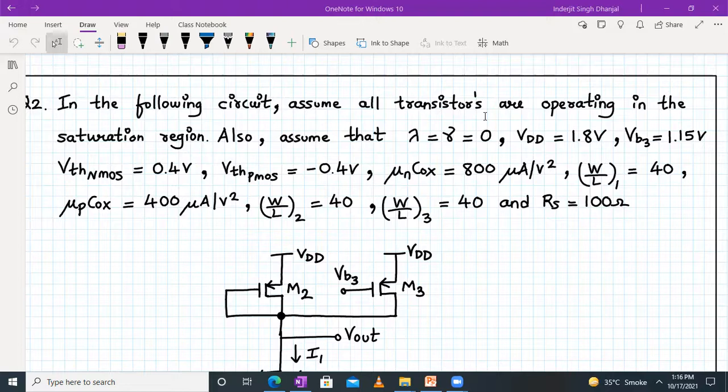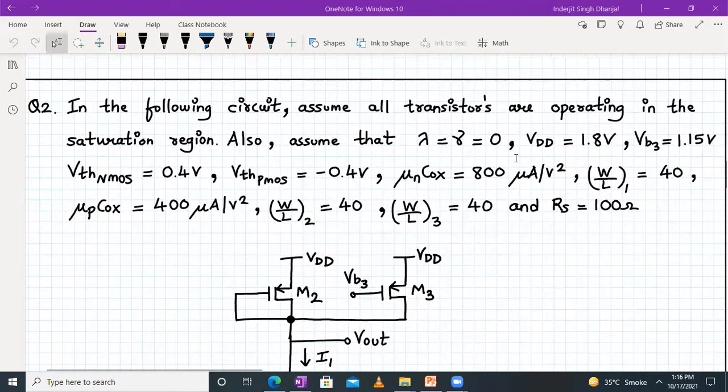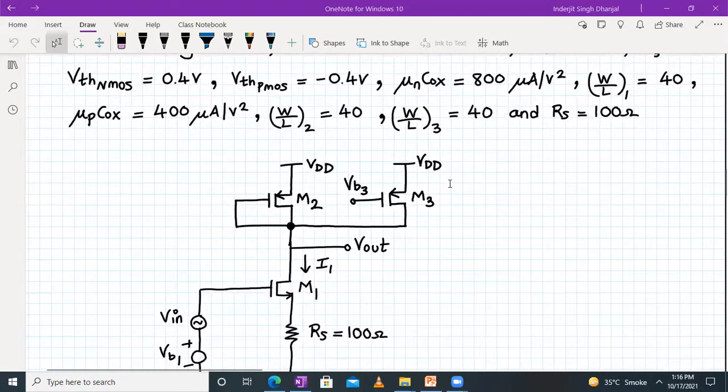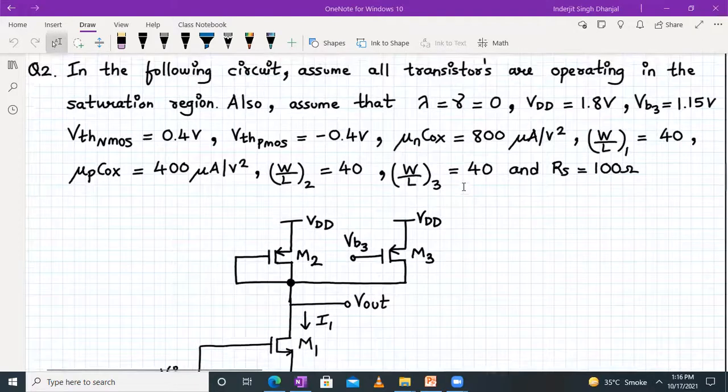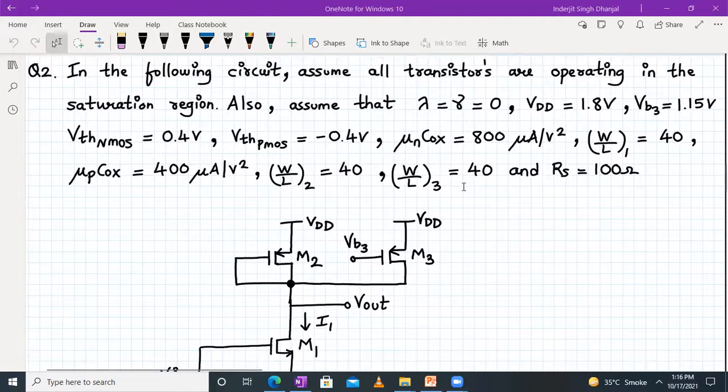That means no transistor will be affected by body effect. Body effect is ignored, and your VDD is 1.8 volt. VB3 voltage, which is the biasing voltage for the M3 transistor to keep it in saturation, is given as 1.15 volt. Threshold voltage for NMOS is 0.4 volt. Threshold voltage for PMOS is -0.4 volt.